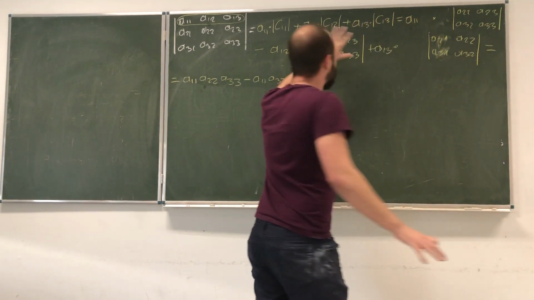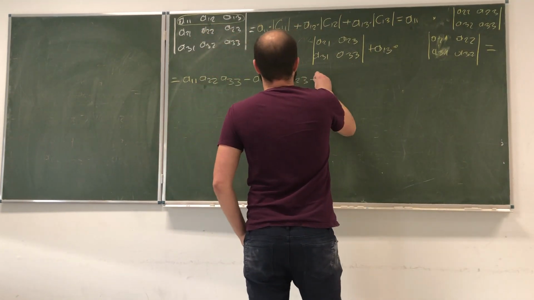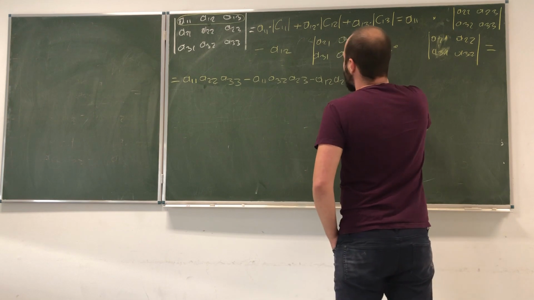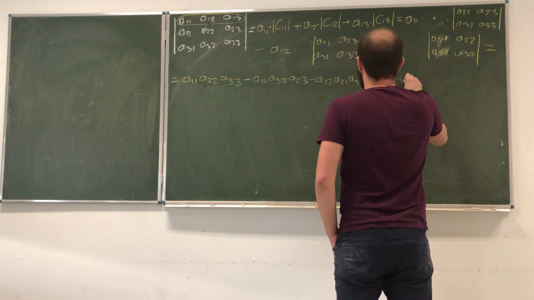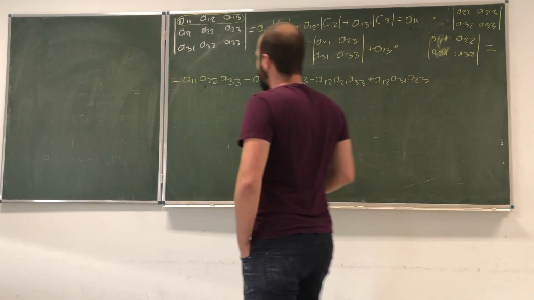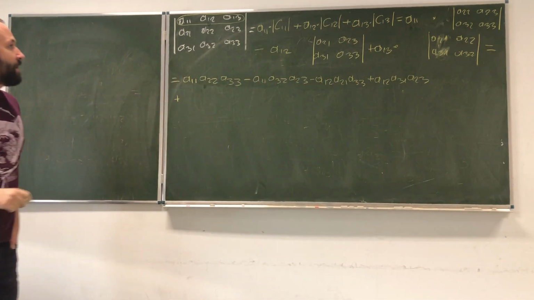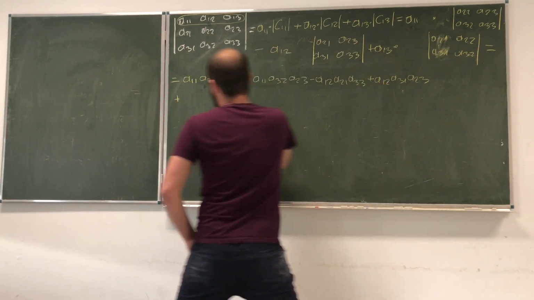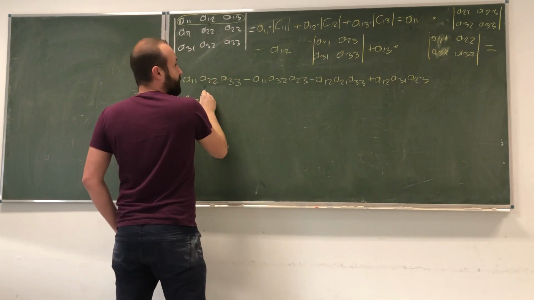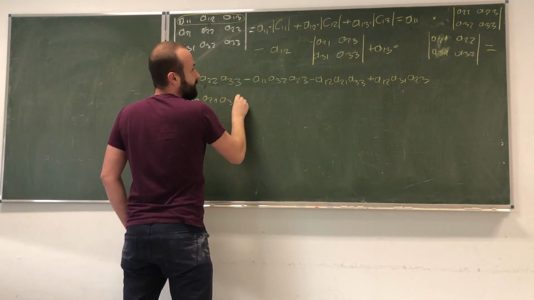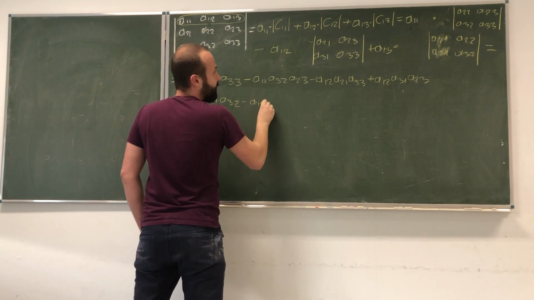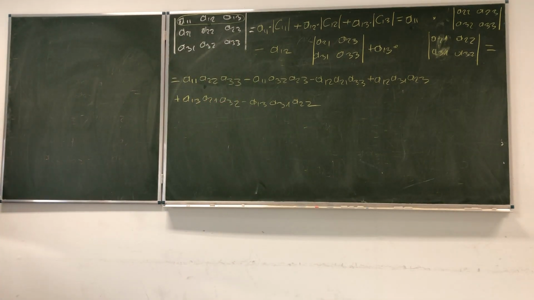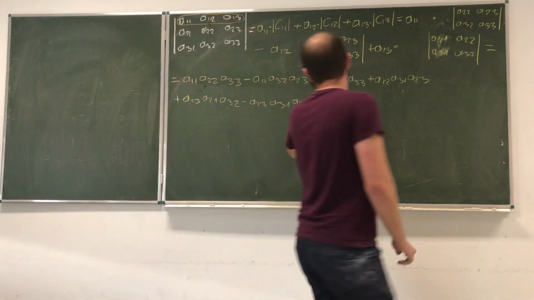Okay, and then we need to repeat the same thing for all the expressions. So now we will have negative A12, A21, A33 plus A12, A31, A23. And then we will have plus A13, A21, A32. And then minus A13, A31, A22. Okay, and if we multiply this all out, we will get the value of the determinant.